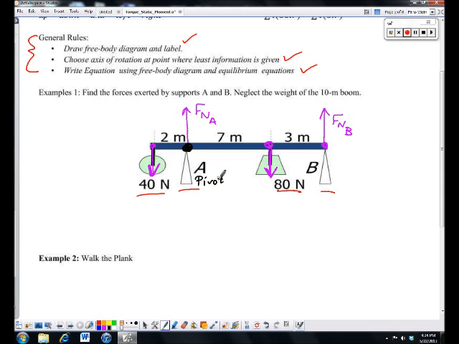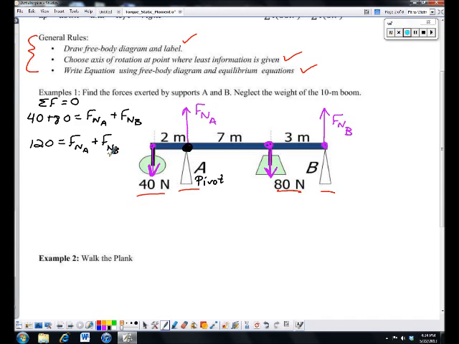Okay, so let's do our net force. Our net force equation means that up equals down. So 40 plus 80 must equal FNA plus FNB. That's a nice easy equation: 120 is FNA plus FNB. You're going to need to get used to systems of equations because that's what's going to happen. Now off to the right, I'm going to write my net torque.